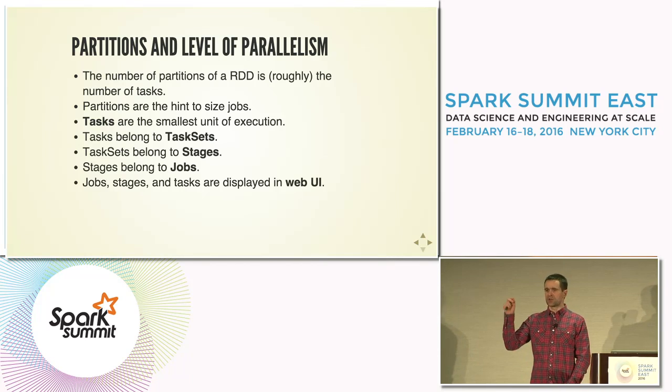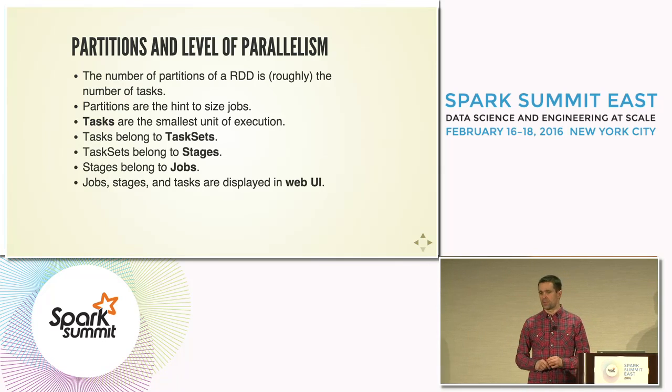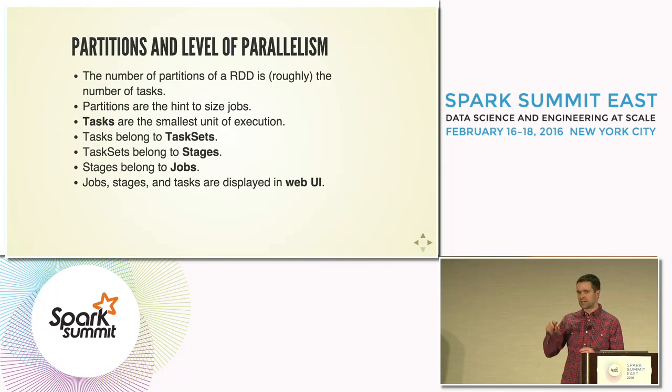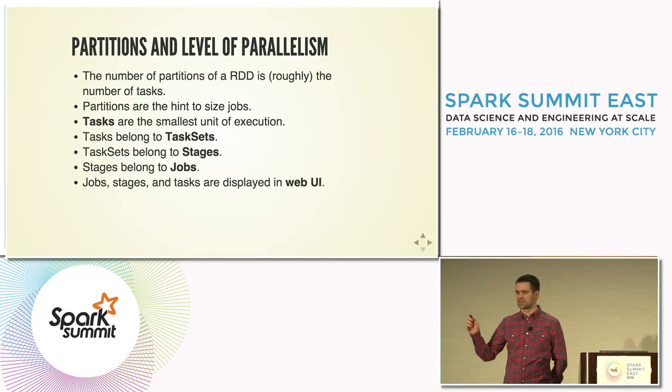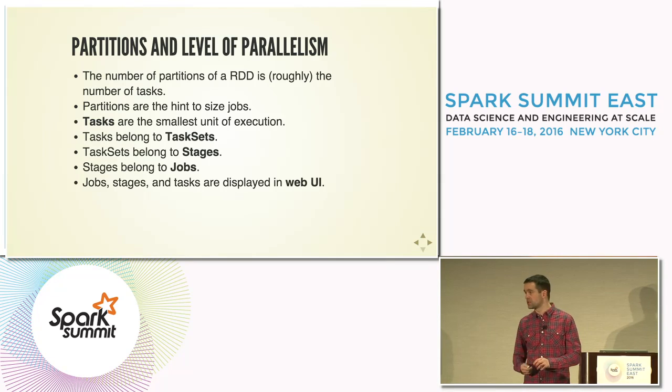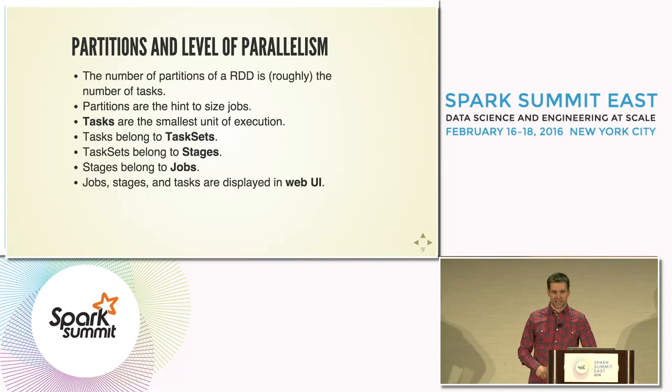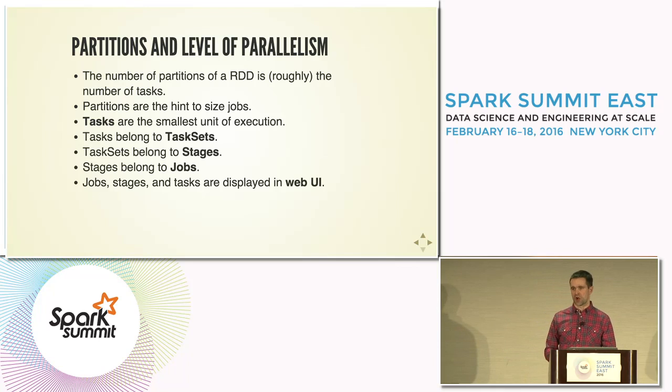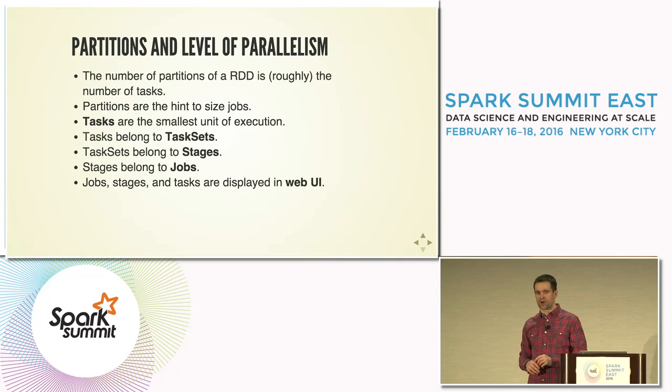So when you execute an action, you just spawn a job, launch a job, well, run a job that will end up as a set of tasks. It's called task sets. And a task is the smallest unit of execution. You cannot chop tasks into smaller pieces. Task is the smallest unit. So tasks belong to task sets, task sets belong to stages, and stages belong to jobs. That's how it works inside Apache Spark.